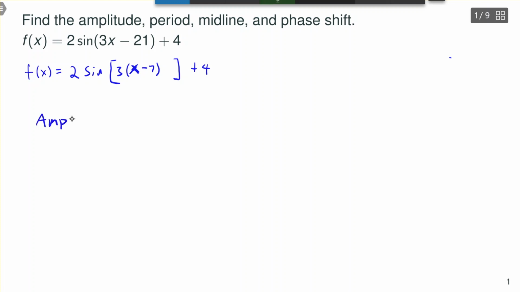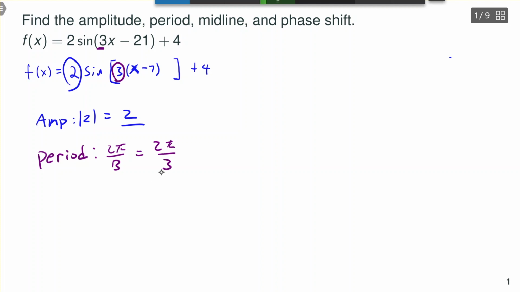Amplitude is the absolute value of this number. In this case, it's positive, so it's just 2. Period for sine and cosine functions is always 2 pi divided by b. And b is this number right here, or we can think of it as this number, which is the same. So 2 pi over 3. So every 2 pi over 3, this graph repeats.